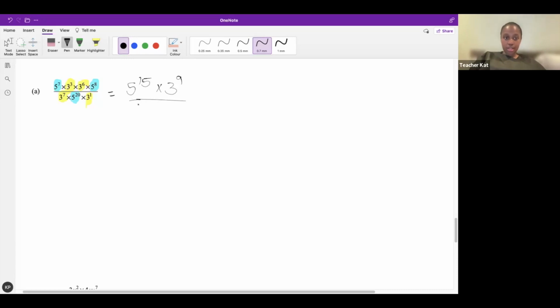Let's go to the denominator. 5 to the power of 20 doesn't have a partner, so I'm just going to write it, times 3 to the power of what? 8. Okay. Now we still have our two separate bases. Here's my 3 still, and here is my 5 still. So then 5 to the power of 15 divided by 5 to the power of 20 is going to give me 5 to the power of -5, times 3 to the power of 1.